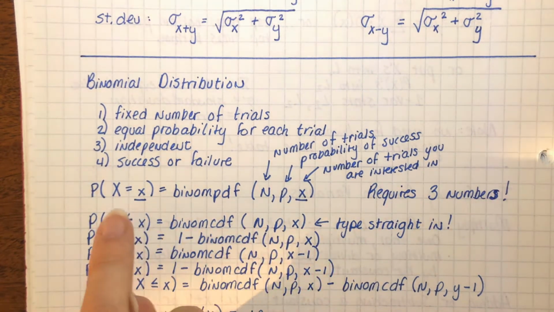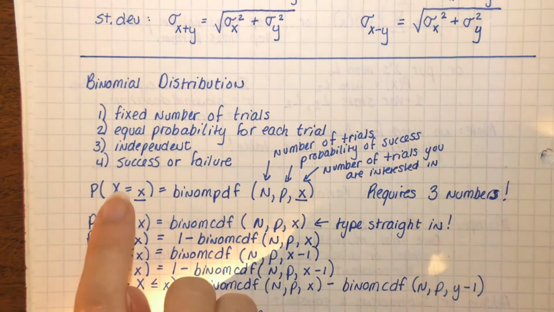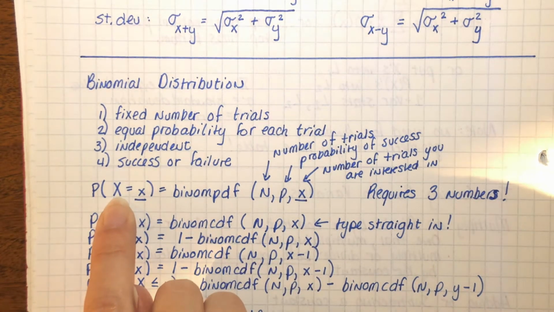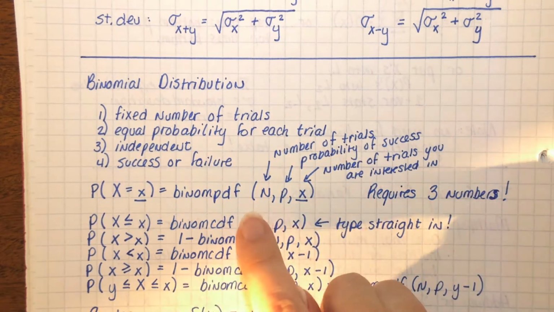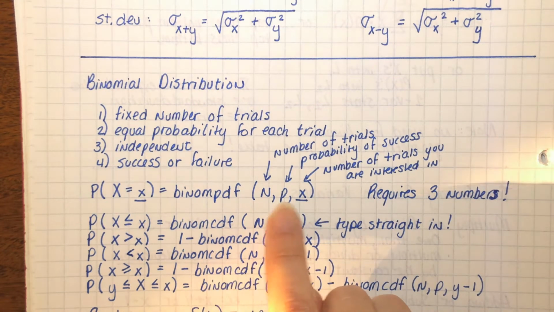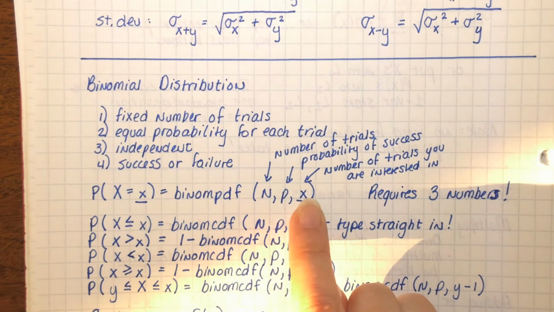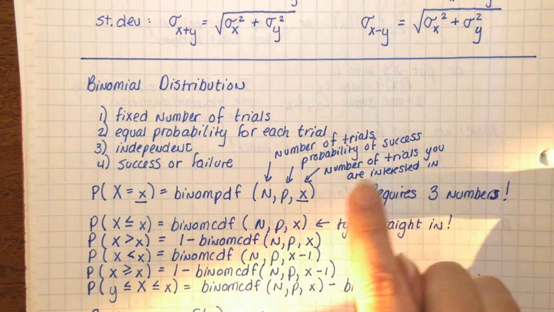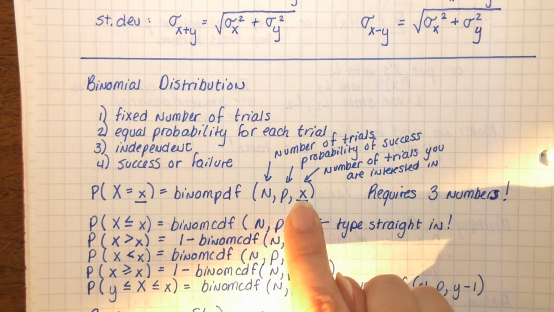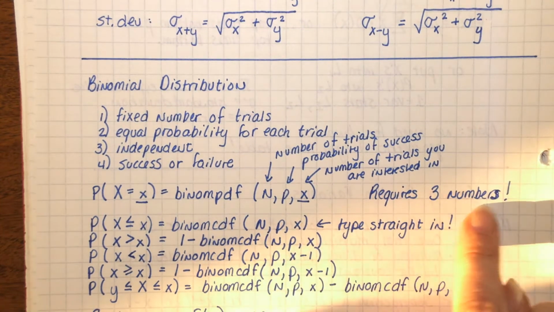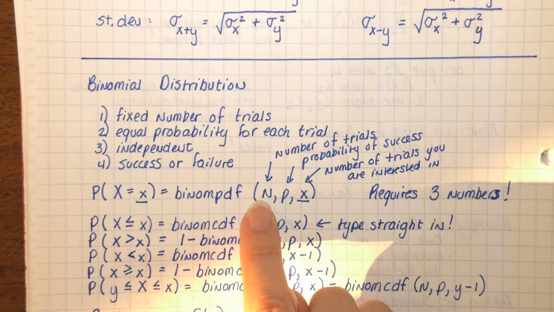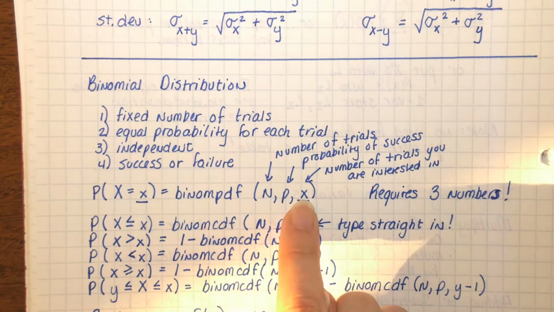And so I have written these as little formulas, and I have big X, which is your random variable notation, and then little x is what I'm going to plug in. And this is the number of trials, n, p is the probability of success, and x is the number of trials that you're interested in having success. And binomial requires 3 numbers, 3 inputs. So you have number of trials, probability, and then what you're interested in.